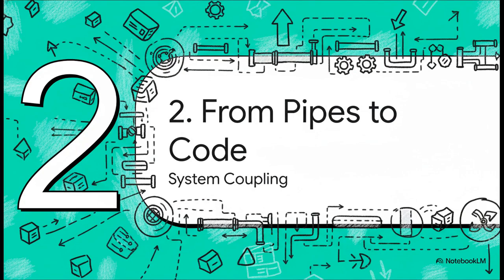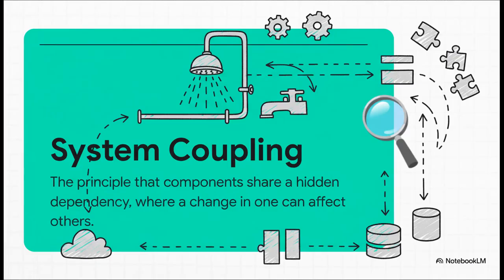Okay, so now let's make the jump. Let's go from pipes to code. Because this exact same idea, these invisible connections, is what governs all of our enterprise software. And here's the technical term for it: system coupling. All it means is that our apps and our services are linked together in ways that you just can't see on the surface. Just like the shower and sink share that water main, our software components are all sharing things like databases, APIs, and data flows.